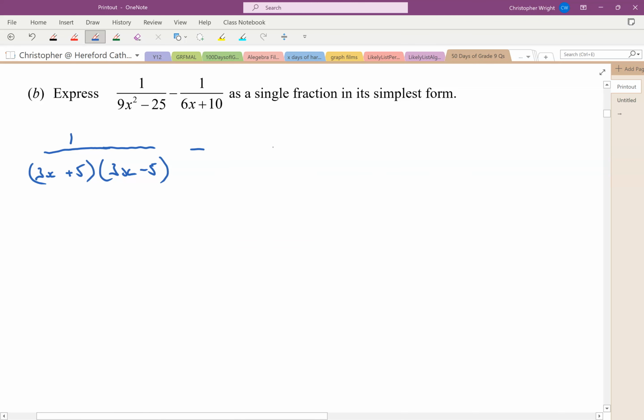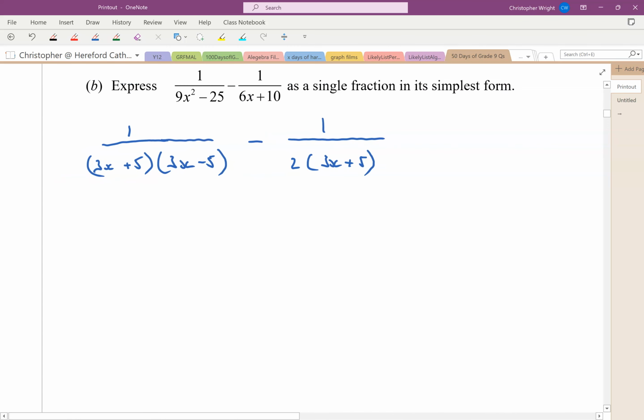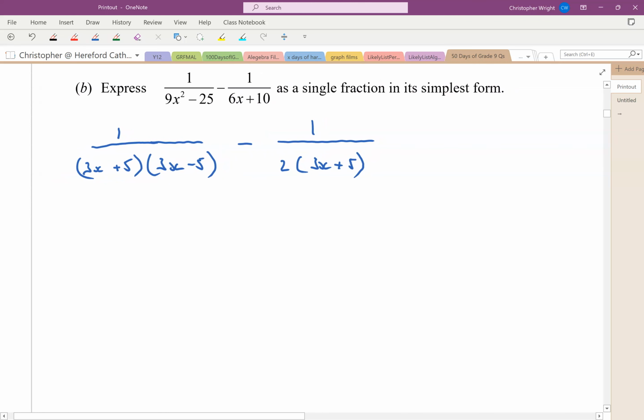And let's have a look at this. Can I factorise the bottom there? Yes, I can. I can take a 2 out, leaves me with 3x plus 5. Right. Now, if I'm going to subtract these fractions, then I need to be working with a common denominator. Let's have a think about the lowest common denominator I could be dealing with. Well, the lowest common denominator is going to be 2 lots of (3x plus 5) times (3x minus 5).